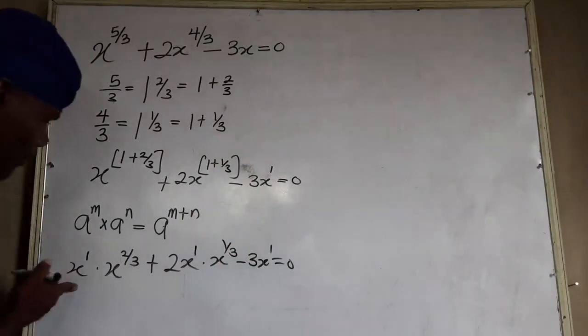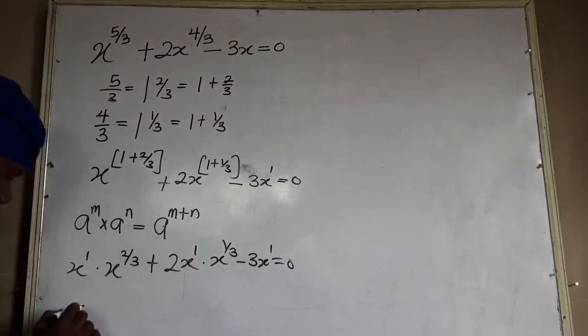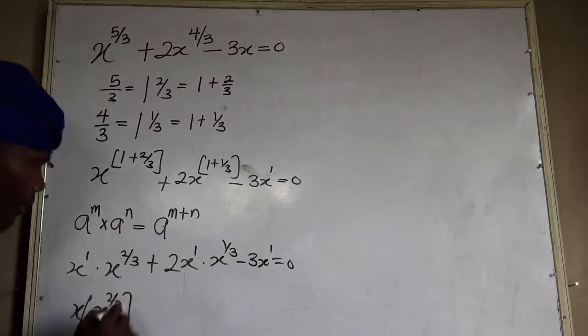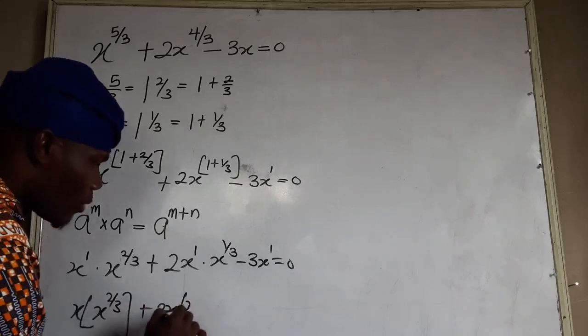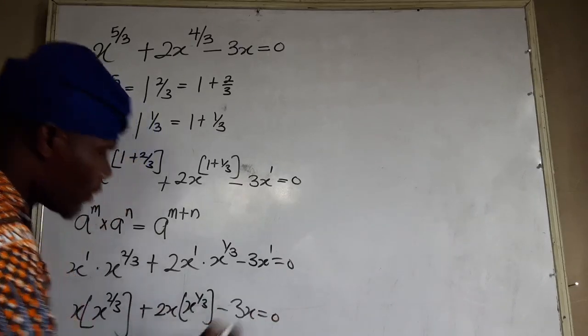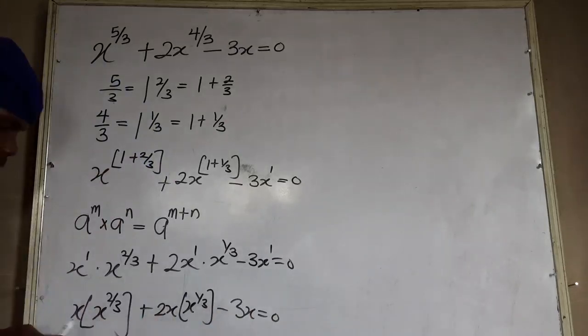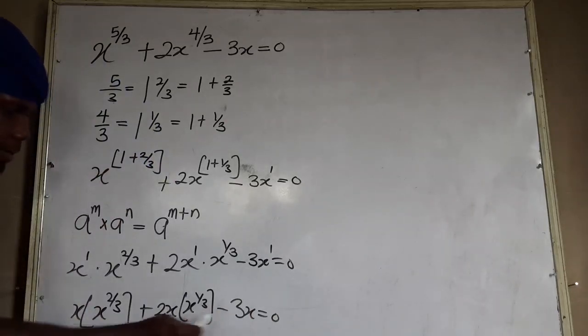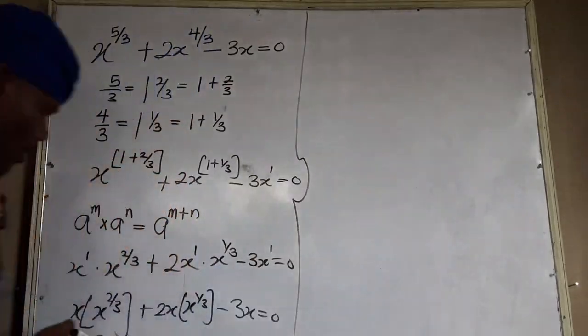So all the x raised to power 1, let's rewrite it better to have x times x raised to power 2 over 3, now plus 2x times x raised to power 1 over 3 minus 3x is equal to 0. So if all this, you also observe that x is common. But before then, we consider this.